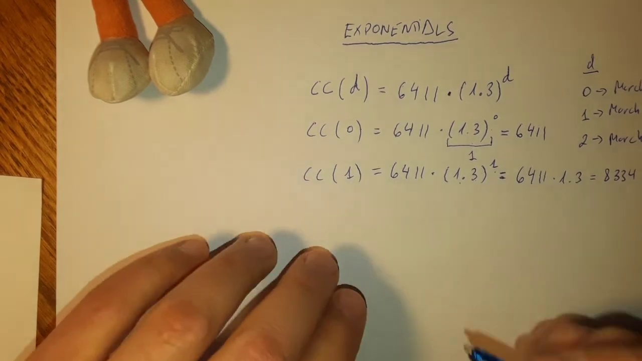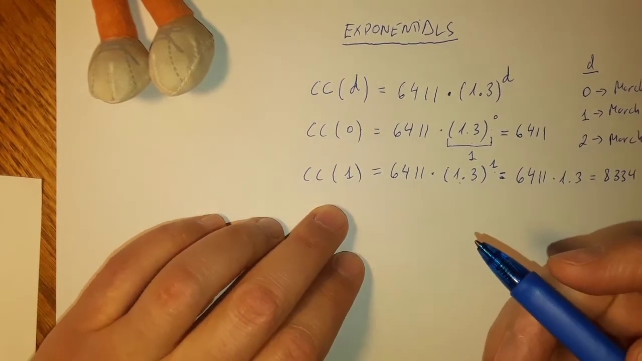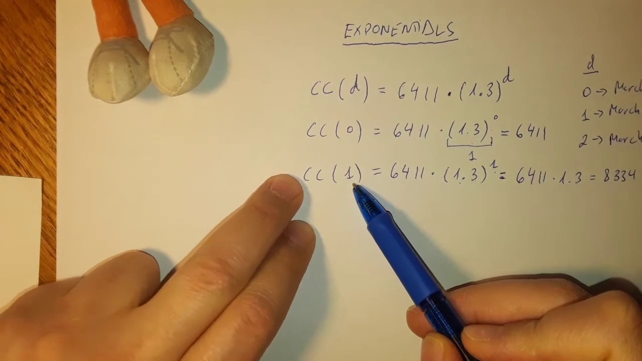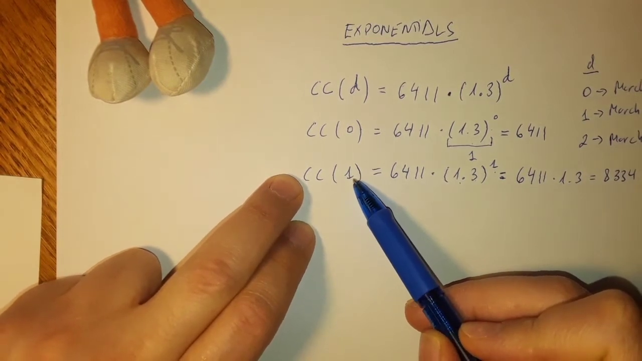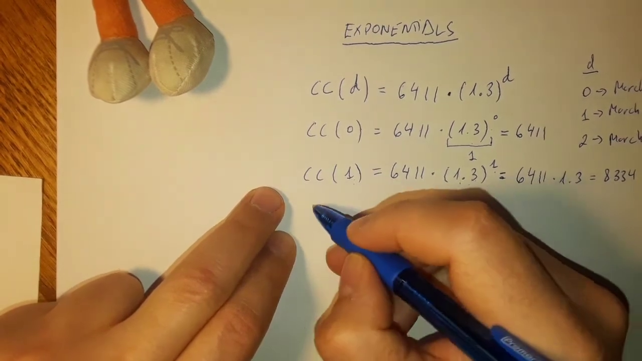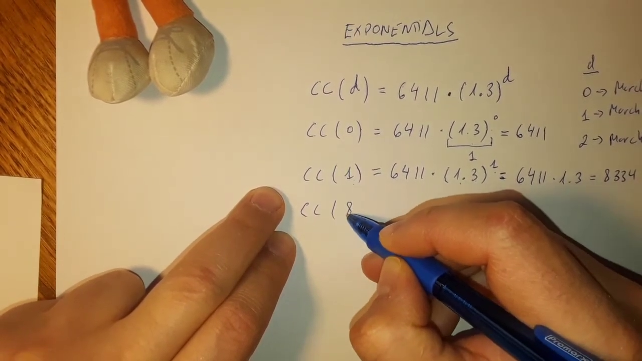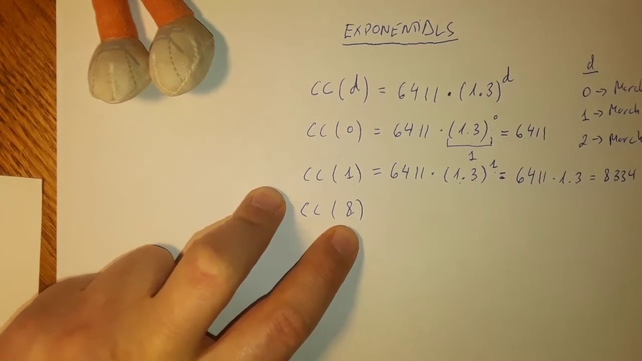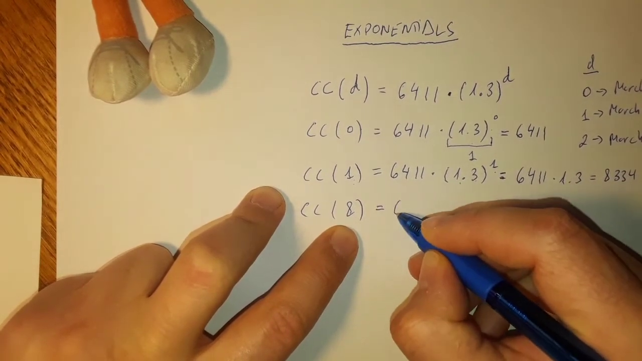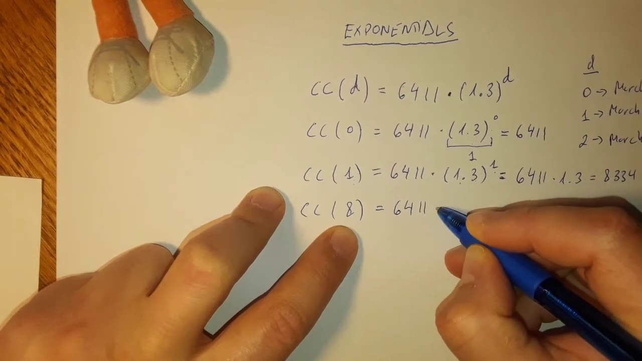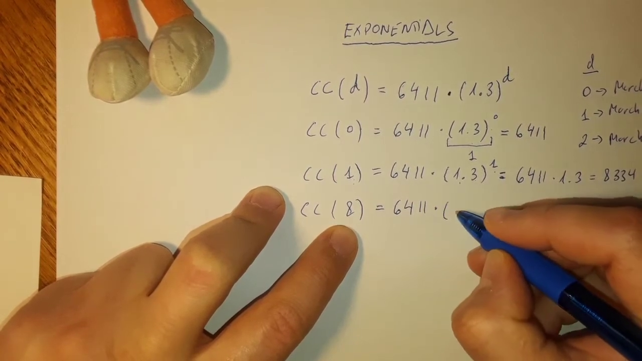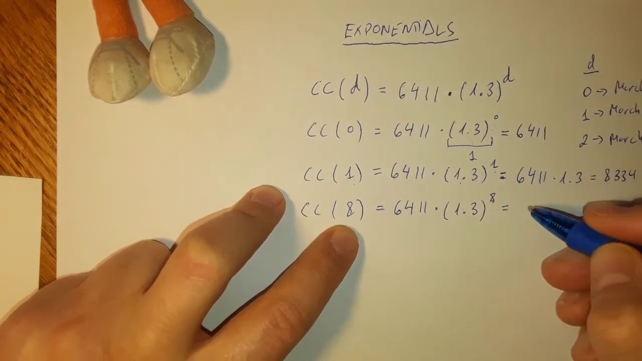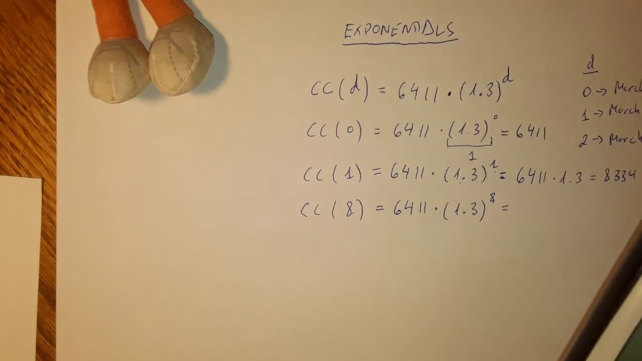Now, what happens if I would like to know what's gonna be the coronavirus cases in a week from today? Today it's 1, so in a week we're gonna have to add 7 to this one, right? So we're gonna have number 8. Okay, that will be next Wednesday. So now it's 6,411 times 1.3 to the 8th.